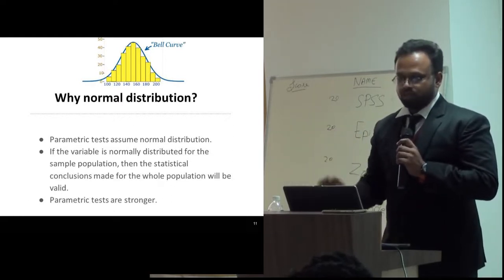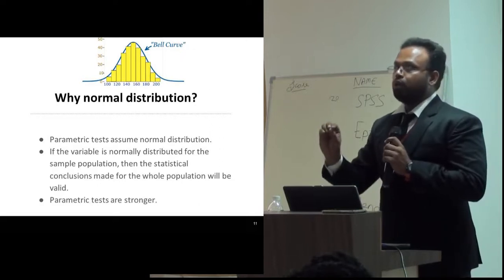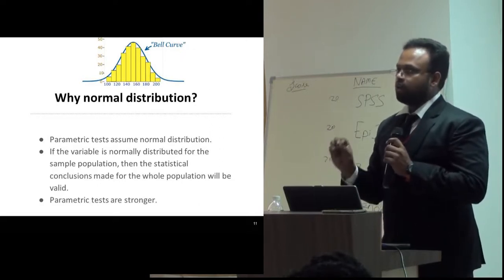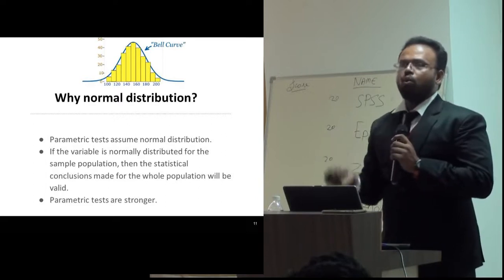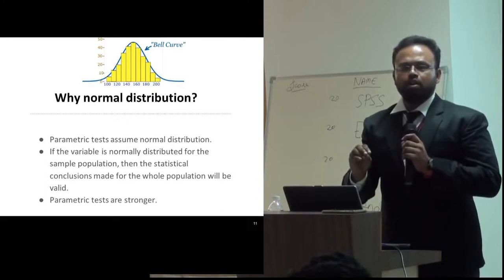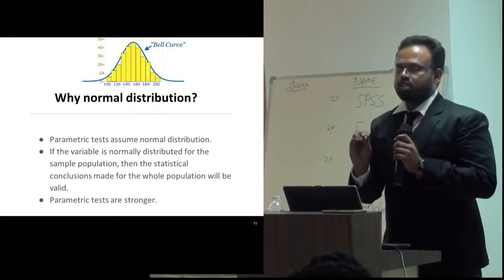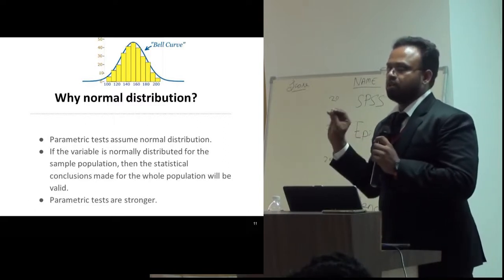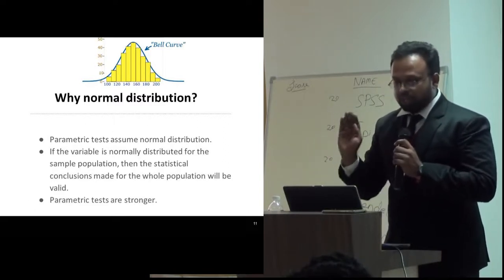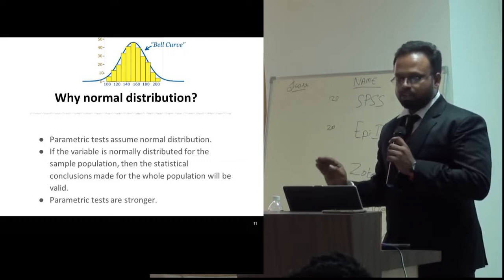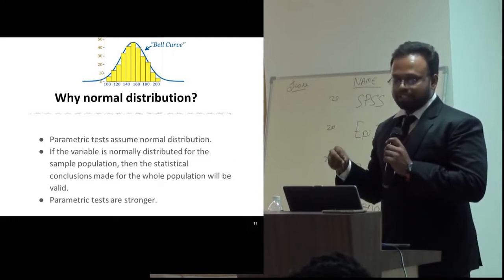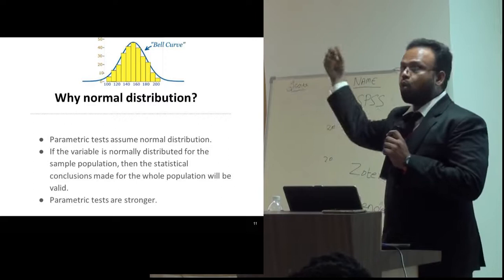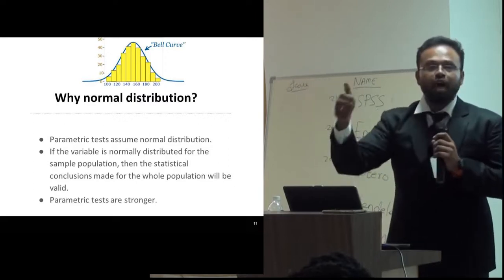Why normal distribution? Because we need to apply parametric tests. That is why we are checking for normal distribution. Why parametric tests? Because parametric tests are stronger than other tests. That's all. If the variable is normally distributed for the sample population, then the statistical conclusion made for the whole population will be more valid.